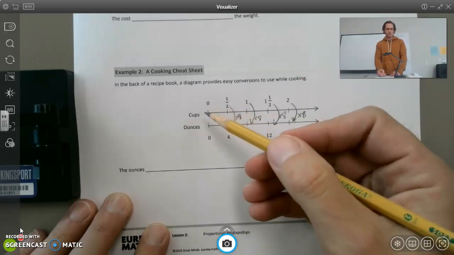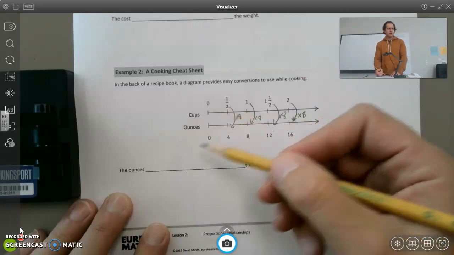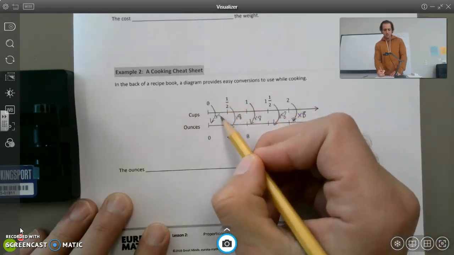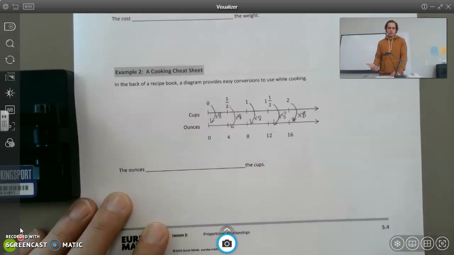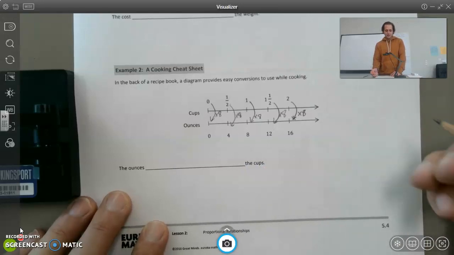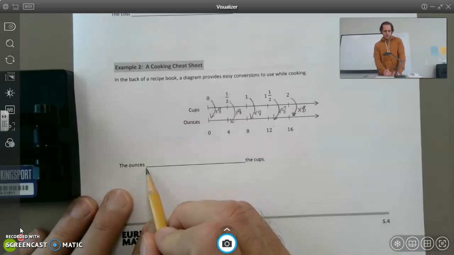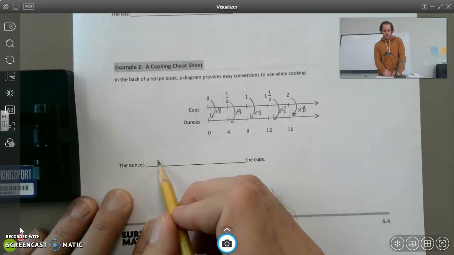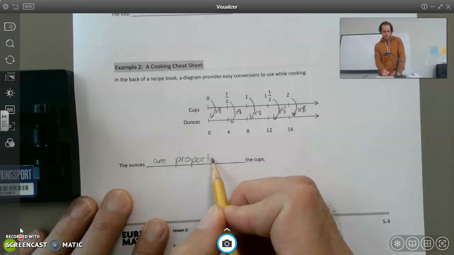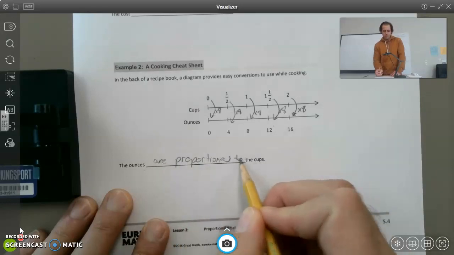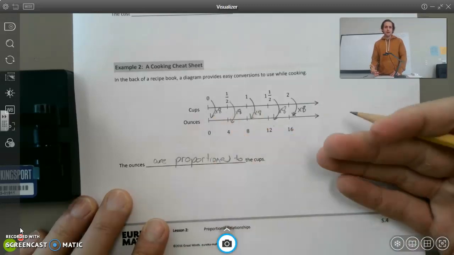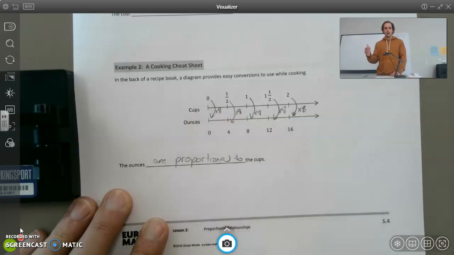What about 0 cups? What if I had 0 cups and I multiplied it by 8? Yeah, 0 times 8 is 0. So these are all being multiplied by a factor of 8. So the ounces, we would say, are proportional to the cups. Now, as we explore this, this is just kind of the first layer. We can peel back some other layers.